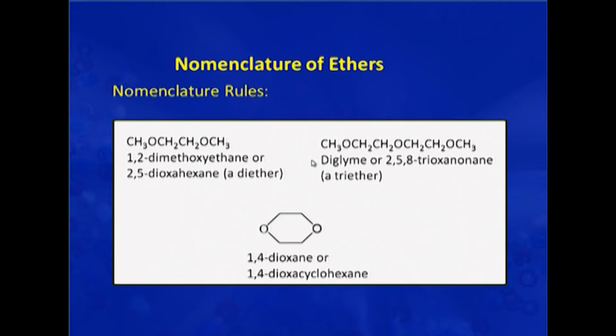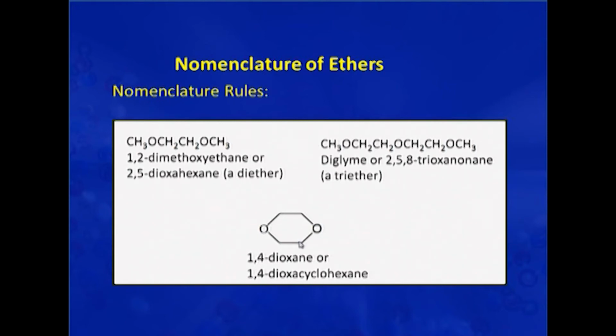Here in this molecule, this is a triether, and you can see that in a chain of 9, that is in nonane, we have oxygen at position 2, 5 and 8. So, the name given to this molecule is 2,5,8-trioxanonane. The common name for the molecule is diglyme, and this is a triether.